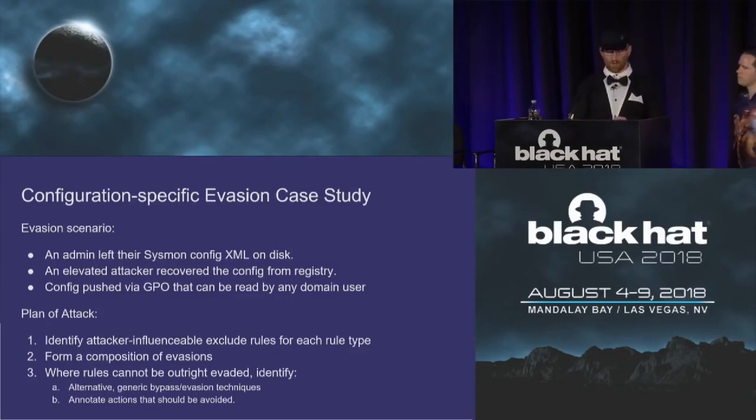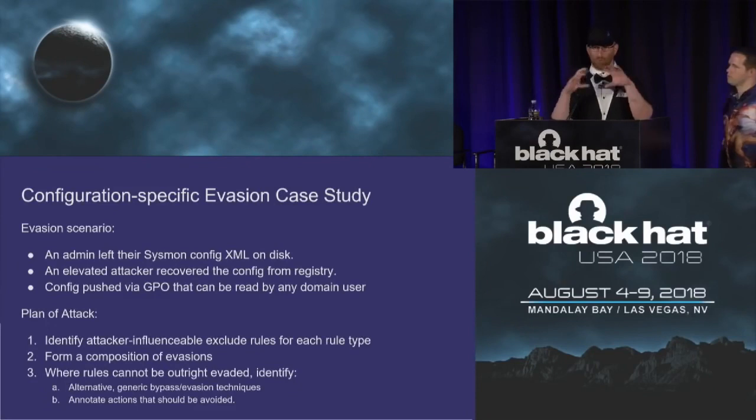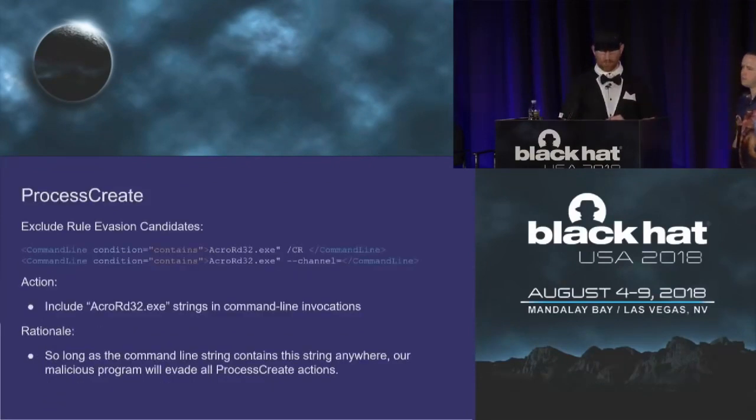So this is our plan of attack. We're going to identify the attacker-influenceable exclude rules and build an overall evasion strategy using those exclude rules. So here are the process create rules that I identified as being interesting.